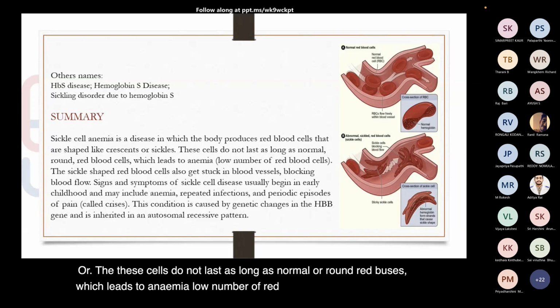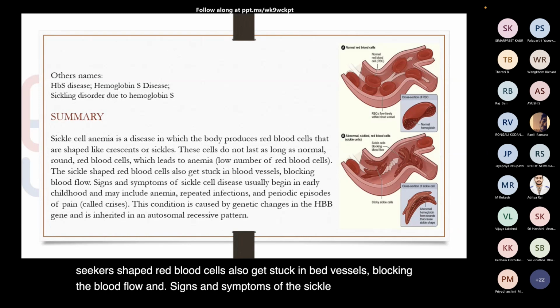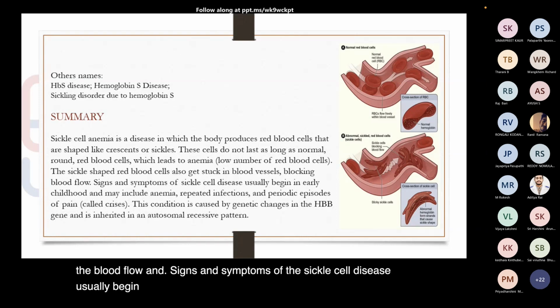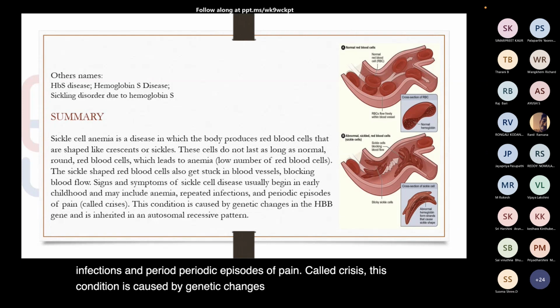The sickle-shaped red blood cells also get stuck in blood vessels, blocking the blood flow. Signs and symptoms of sickle cell disease usually begin in early childhood and may include anemia, repeated infections, and periodic episodes of pain called a crisis. This condition is caused by genetic changes in the HBB gene and is inherited in an autosomal recessive pattern.